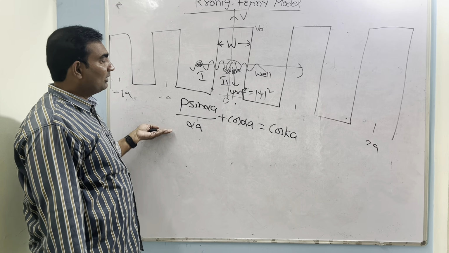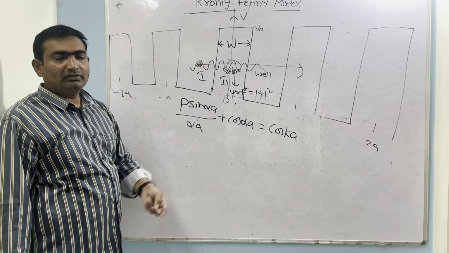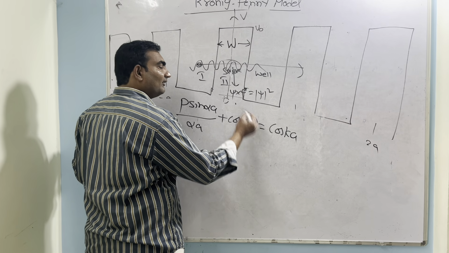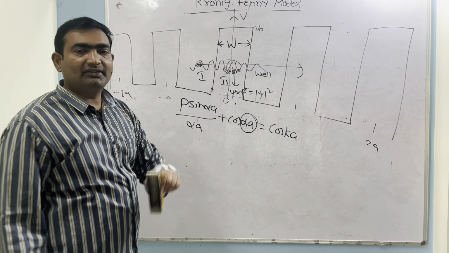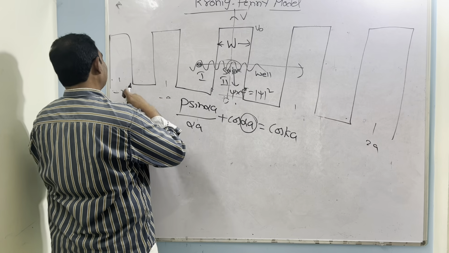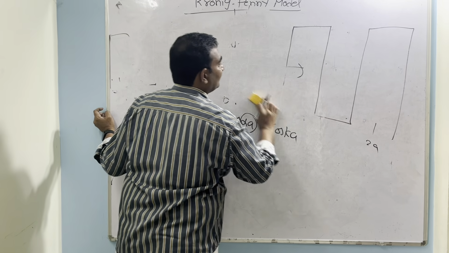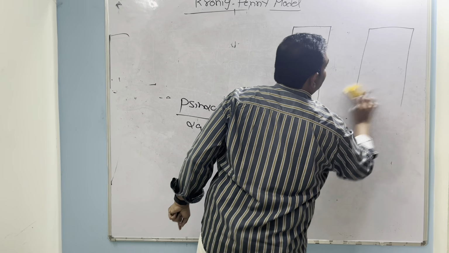So finally you have a question from this equation. What do we do? We try to find out the value of alpha A from this equation. So how to do it? For this, what we have to do is plot a graph.